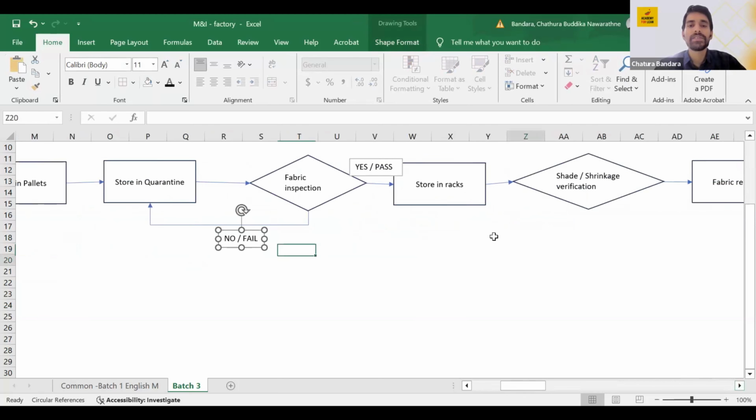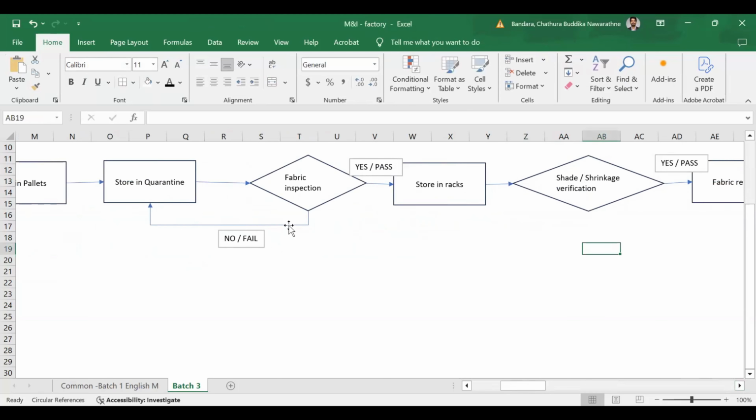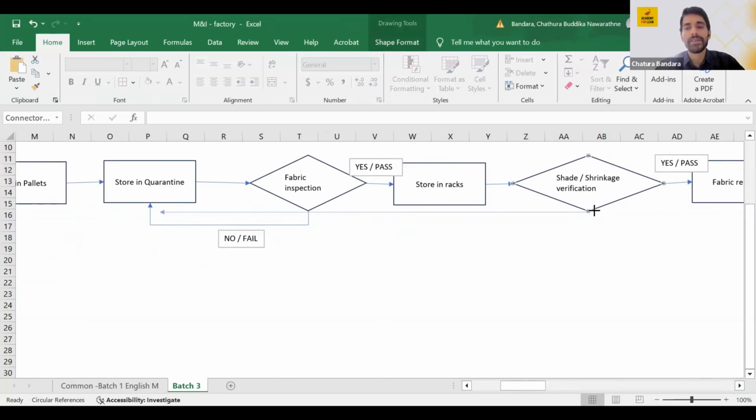Shade shrinkage verification. What happens if no? It's the same. If the shade does not match the standard, it goes to quarantine. Okay.